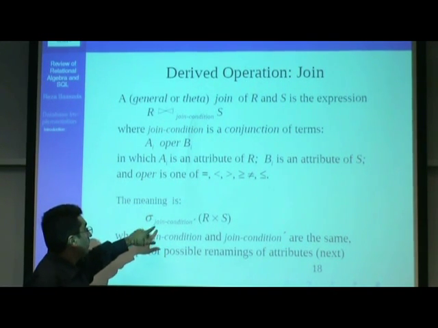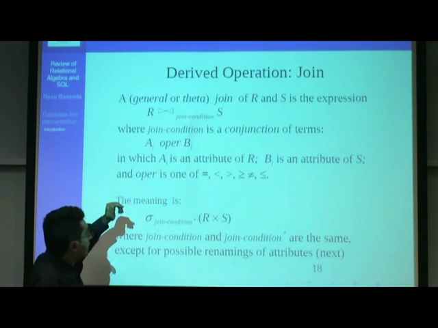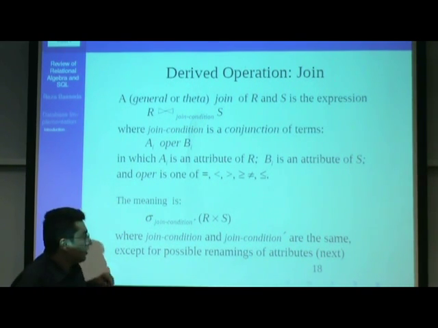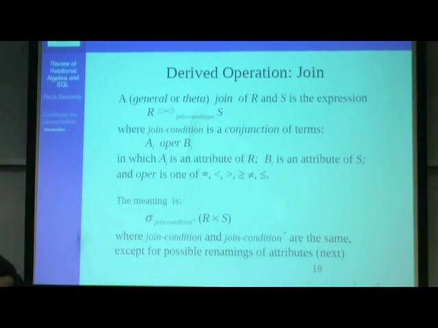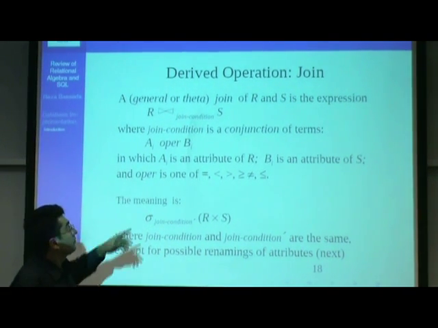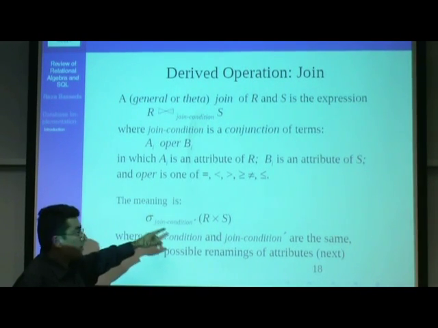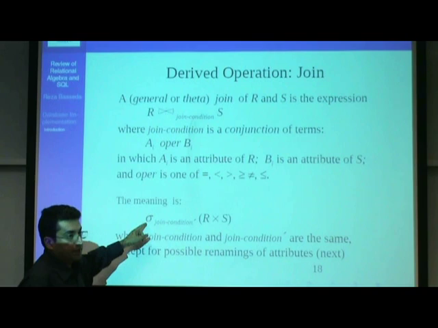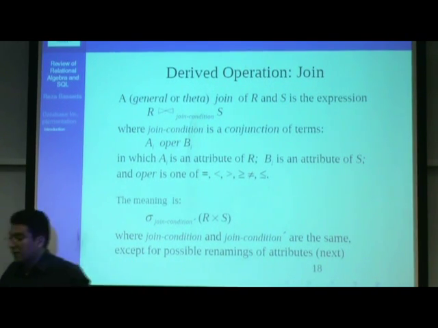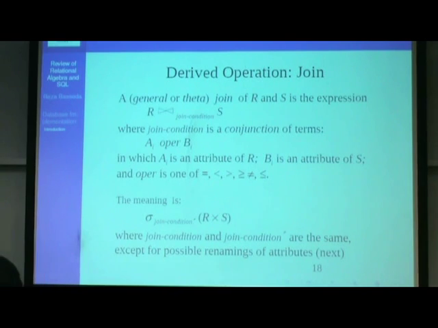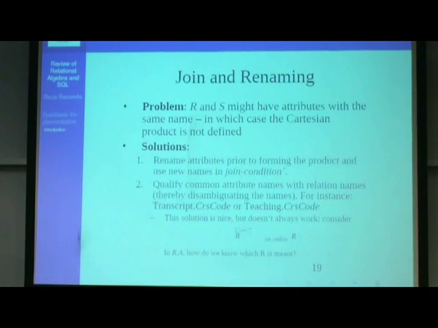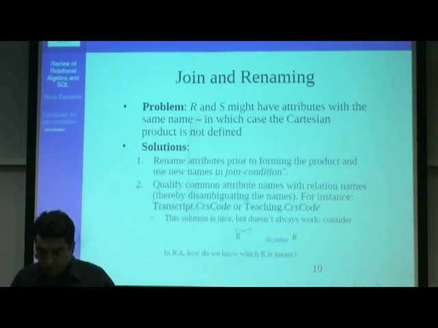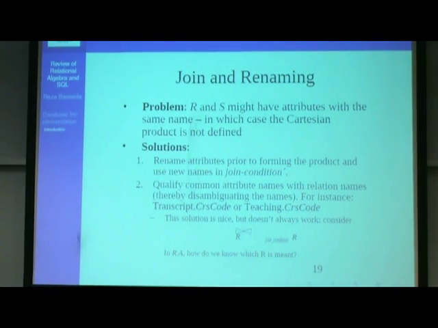So this join can be expressed in terms of what? The Cartesian product and select. But the join condition here is a bit different. In the join condition, we can have renaming of attributes. For example, why do we need to rename the attributes? Exactly, we are resolving this ambiguity.